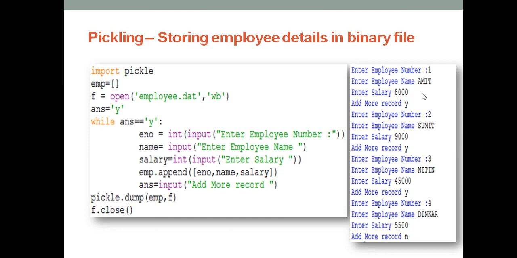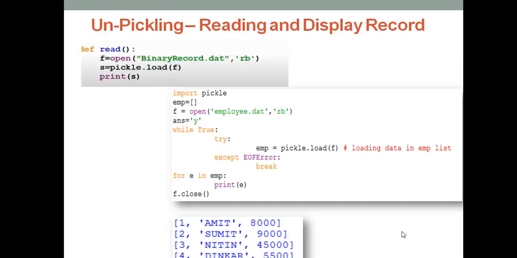When you execute the program, you can see here: enter employee number, enter salary. Only employee and salary we have given. Employee number, employee name and salary. Add more employee number, name and salary. Add more employee number, name and salary. Add more records? No, it will come out.